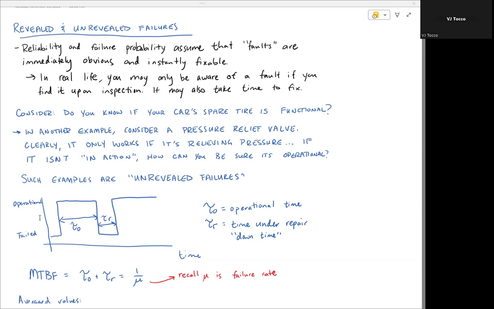So we can think of this graph. This y-axis has a binary value of operational up here and failed down there. We can define T0 as the operational time. As long as the thing is in good working order, that would be T0. And once it fails, the operational will drop and it'll be failed. And this T sub R is the time that it takes for repairs to happen.